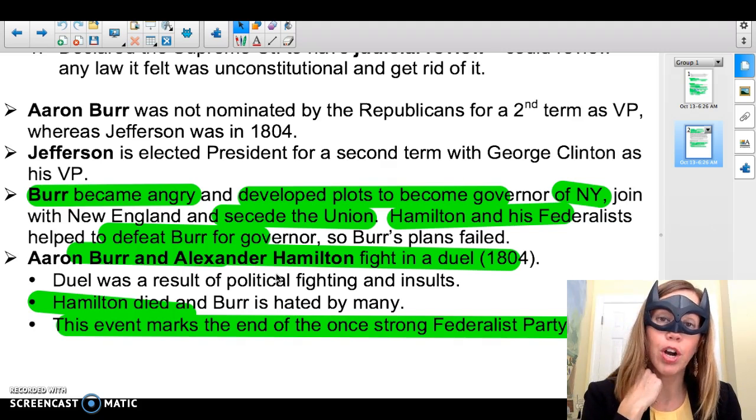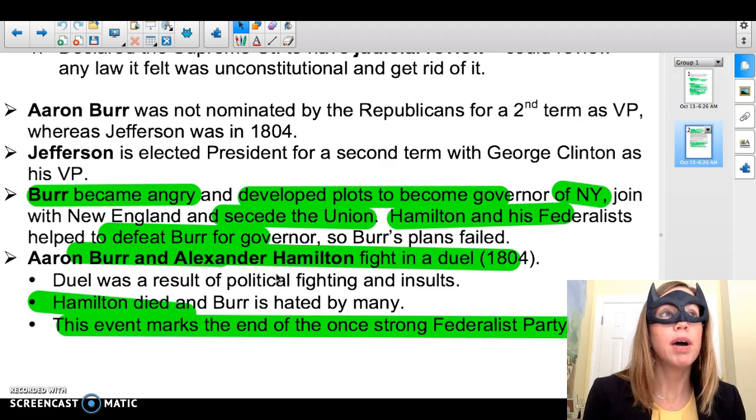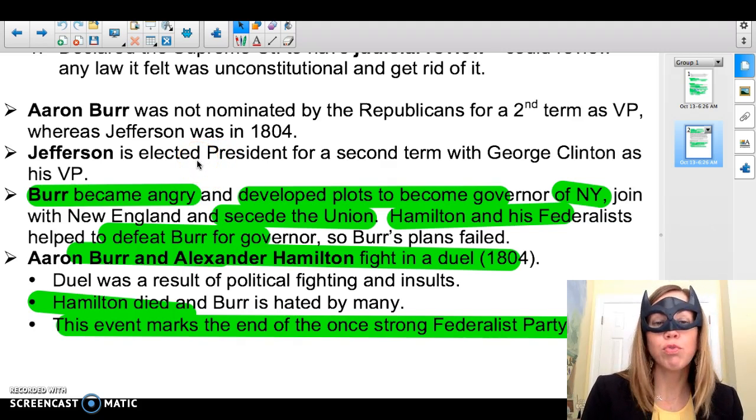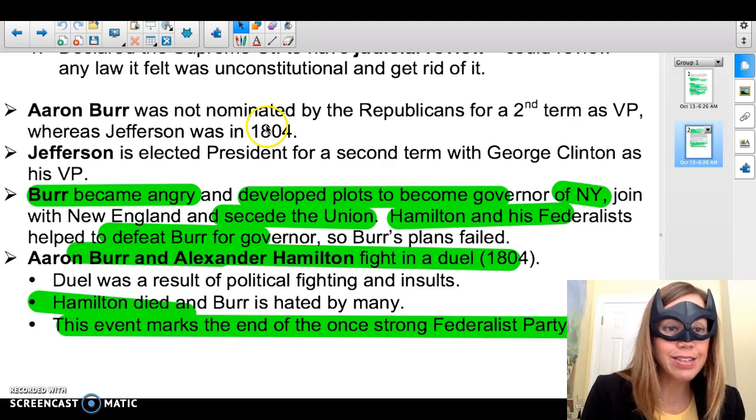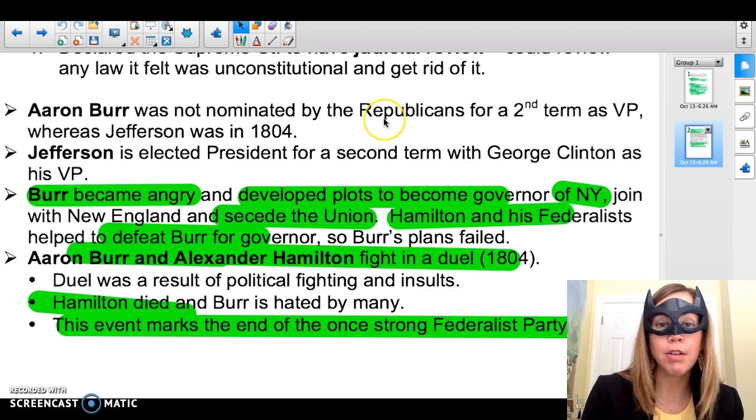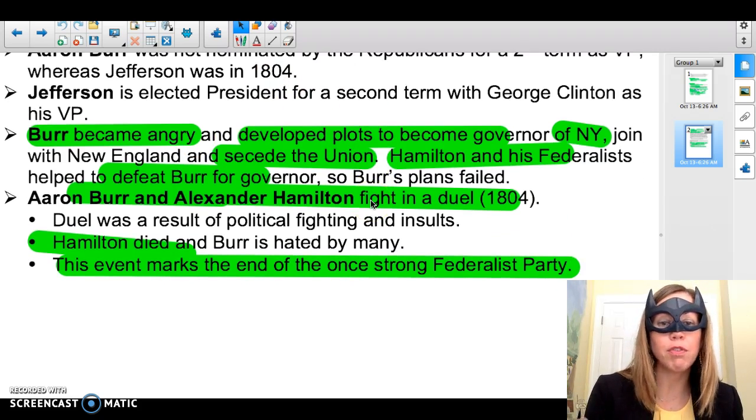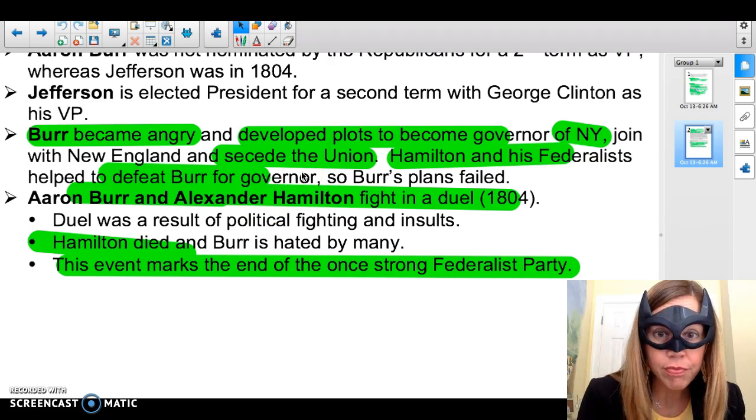All right, last thing, Aaron Burr and Hamilton. So here we have Burr, who's lost the election of 1800, but becomes VP. That's crazy. So he becomes the vice president, even though he lost the election, remember. And you see, Jefferson is going to run for a second term. He does not choose Aaron Burr. Not nominated by the Republicans for a second term as VP. That tells you again they're not getting along. Burr's angry at all that. He develops plots to become governor of New York, to join with New England and secede from the Union.